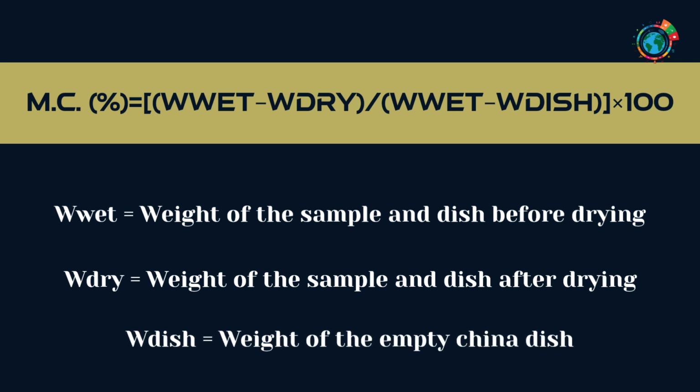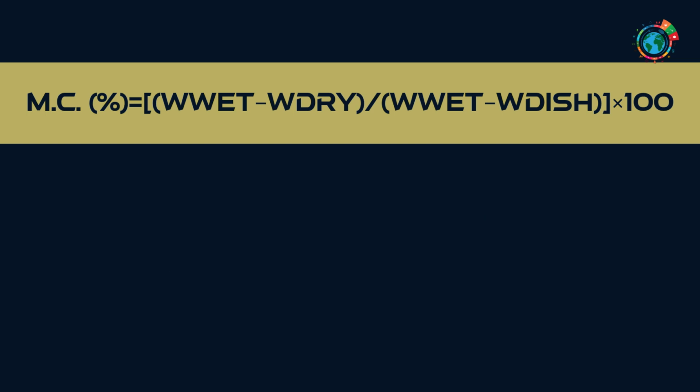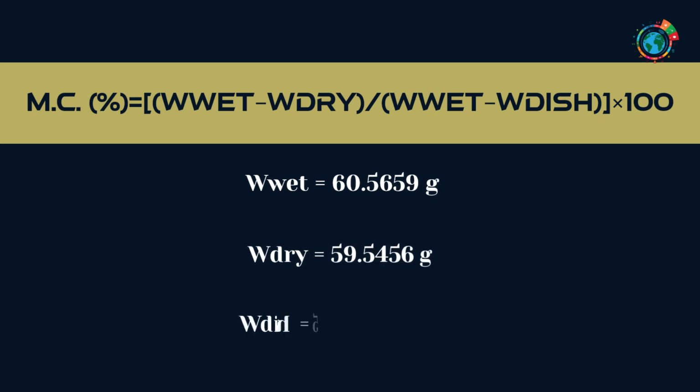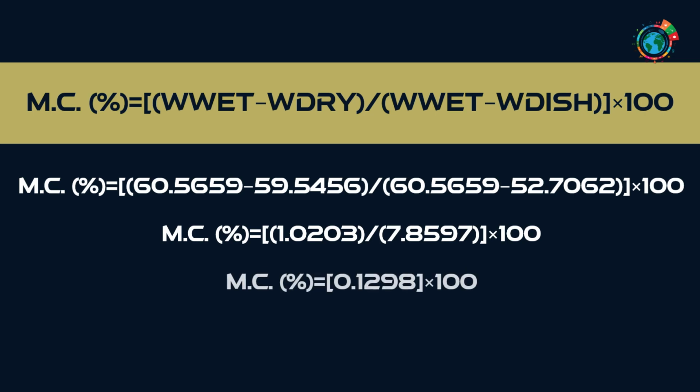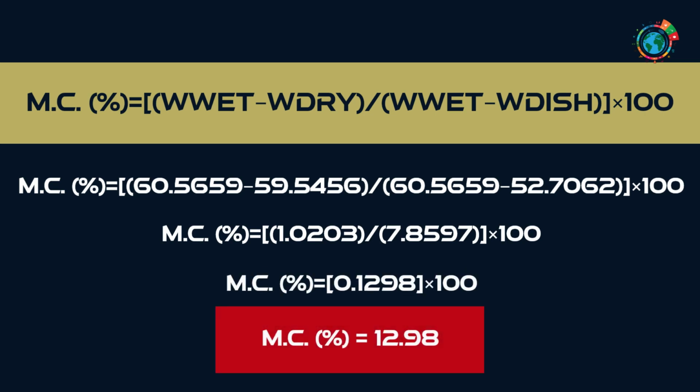Now let's begin with the calculations using the noted weights in our current experimentation. Here in this experiment, W wet was 60.5659 grams, while W dry was 59.5456 grams. Moreover, the W dish was 52.7062 grams. Now, by putting these values of weights in the above stated formula, the equation would be like this. Now all we need to do is to simplify this equation. In the end, we will get the percentage moisture content in our oat sample, and that is 12.98%.